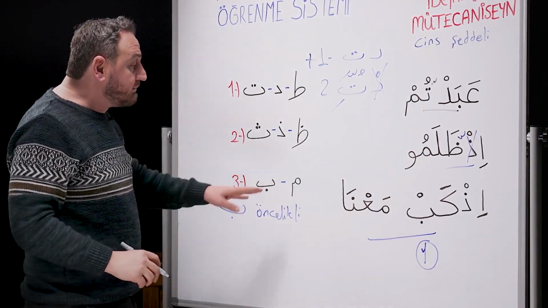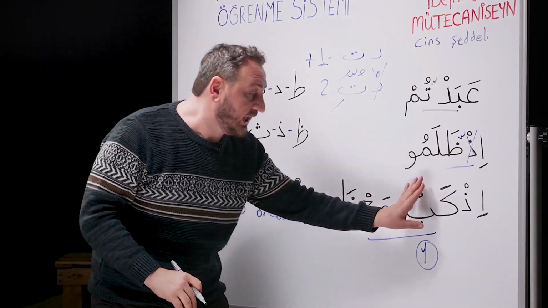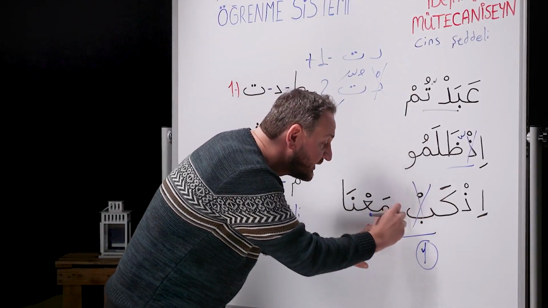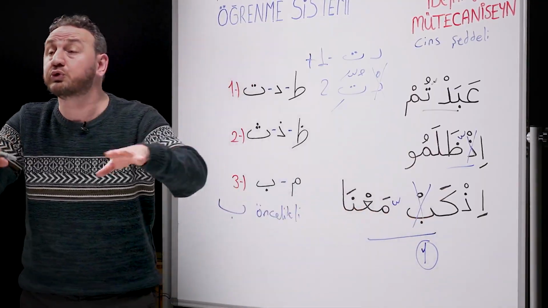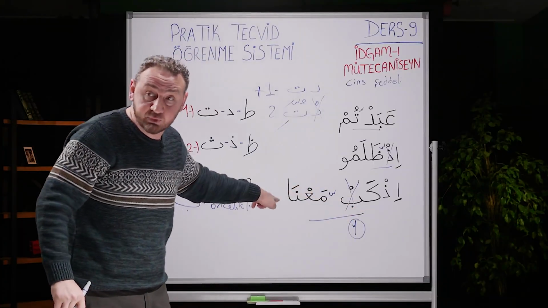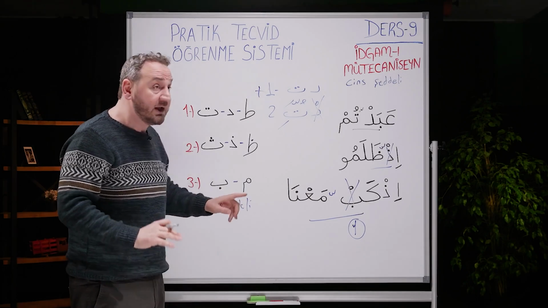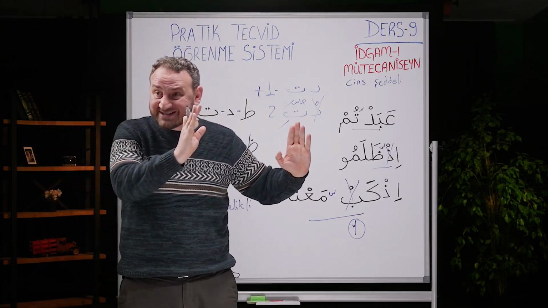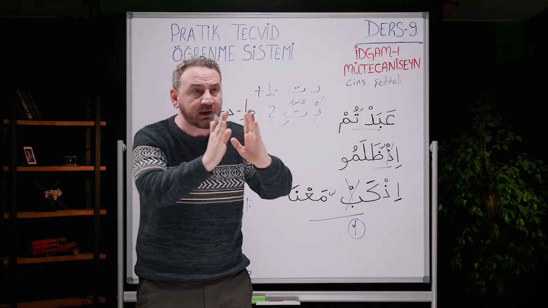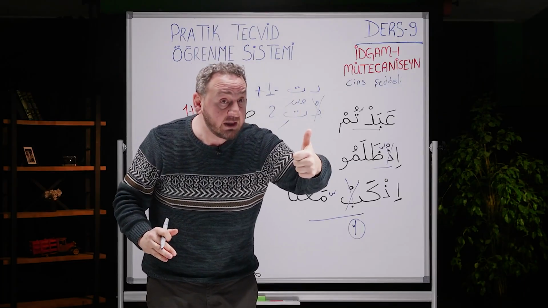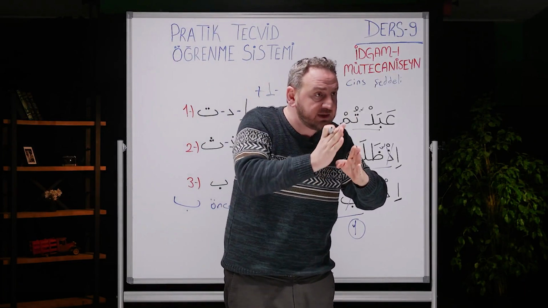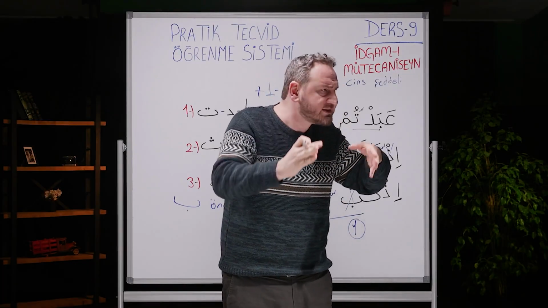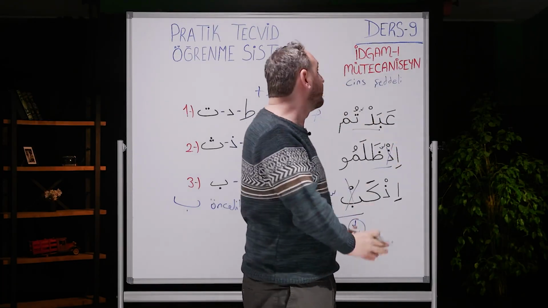What happens if the letter Mim comes after Ba? Ba is removed and Mim is read with Shaddah. Would it work if Mim came first and Ba after it? No. A special case for this group. In order for Idgham Mutajaanisayn to happen, Ba and Mim are needed. But the letter Ba has to come first and it must have jazm. After that, if Mim has fatha, kasra, damma, it doesn't matter. What happens if it has any of them?